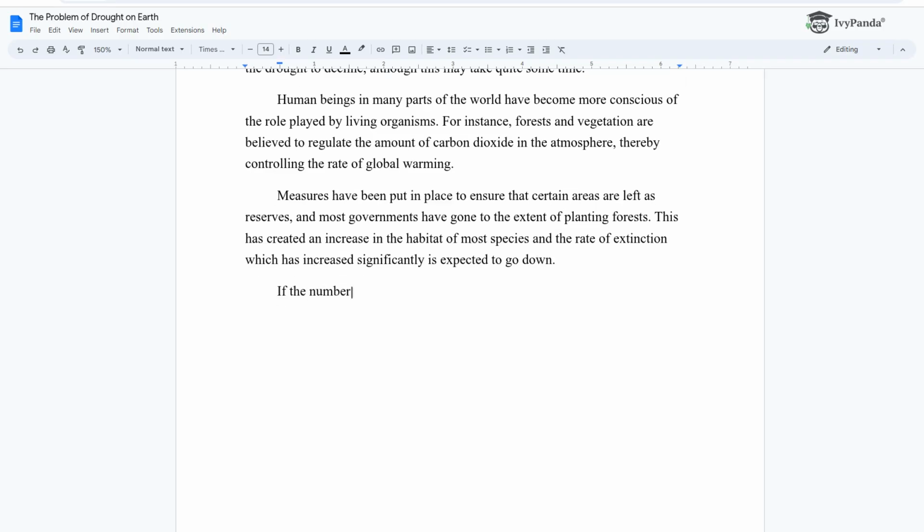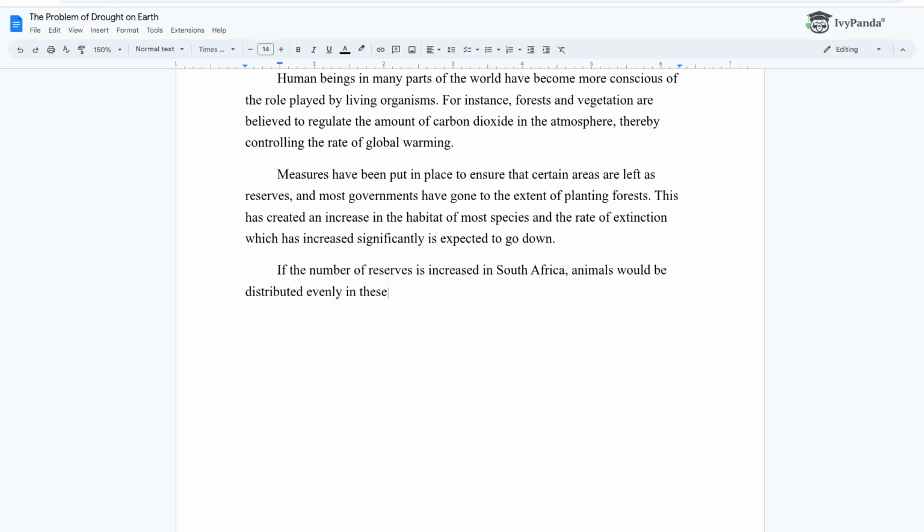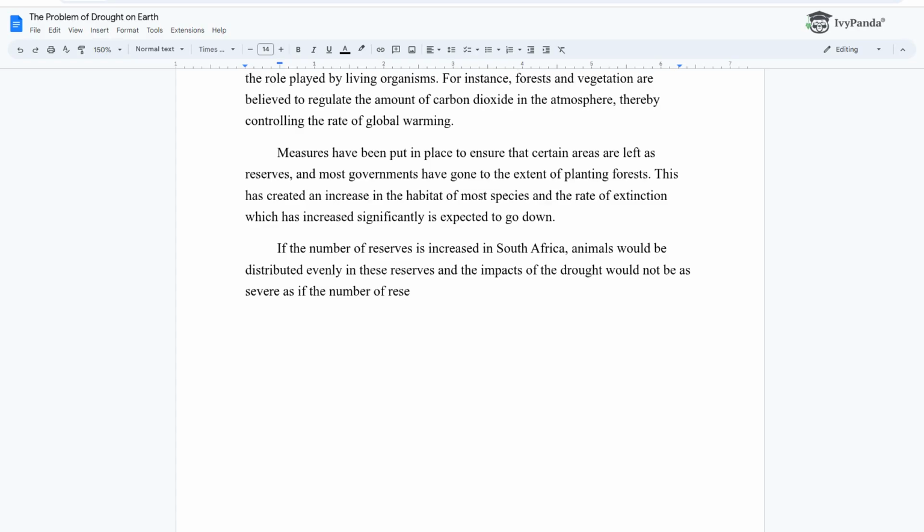If the number of reserves is increased in South Africa, animals would be distributed evenly in these reserves and the impacts of the drought would not be as severe as if the number of reserves is limited.